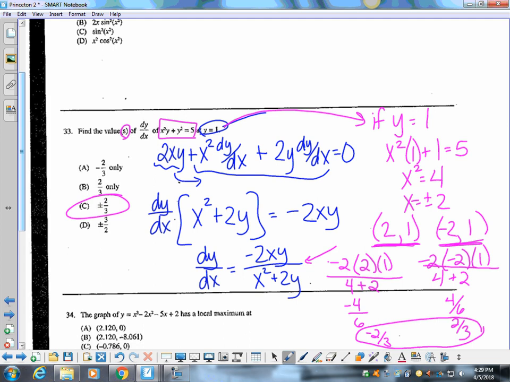Bingo. So the blue part is just differentiation, but the purple part helps you find the x values because it's implicit and it's got x's and y's. You need the x's that go with those y's.